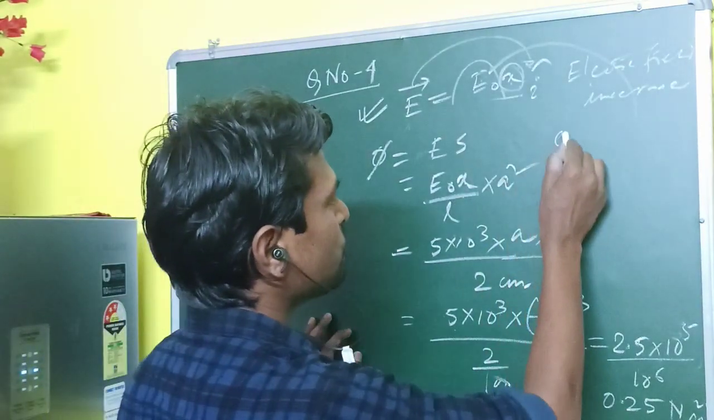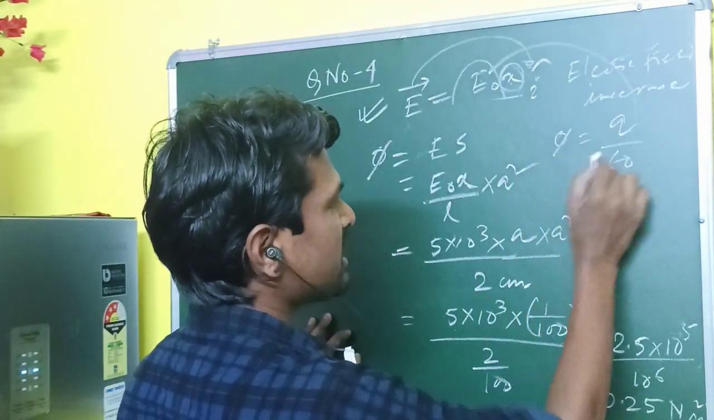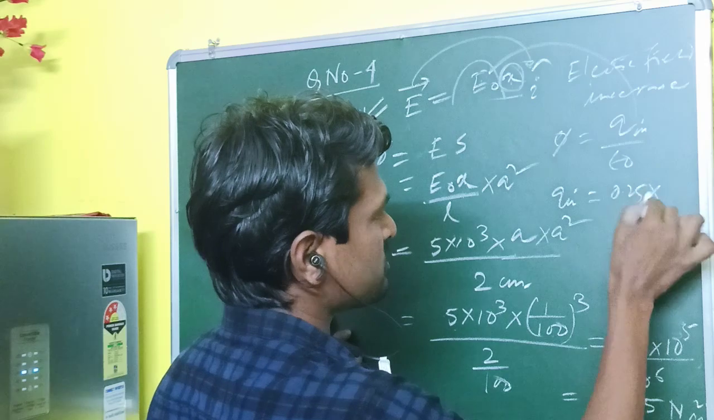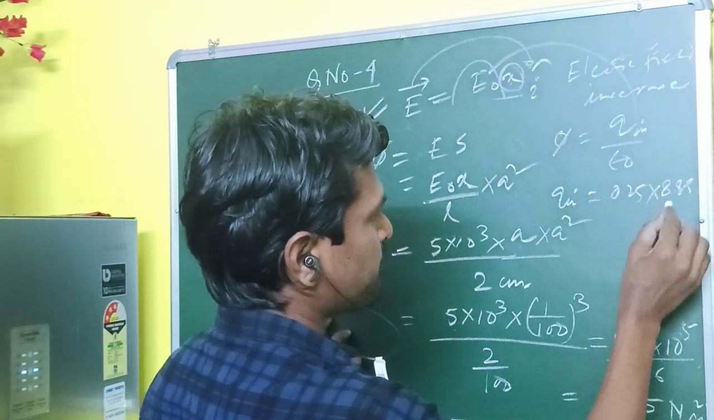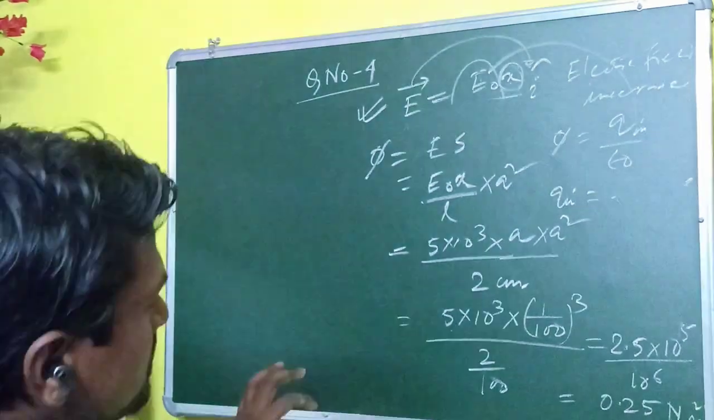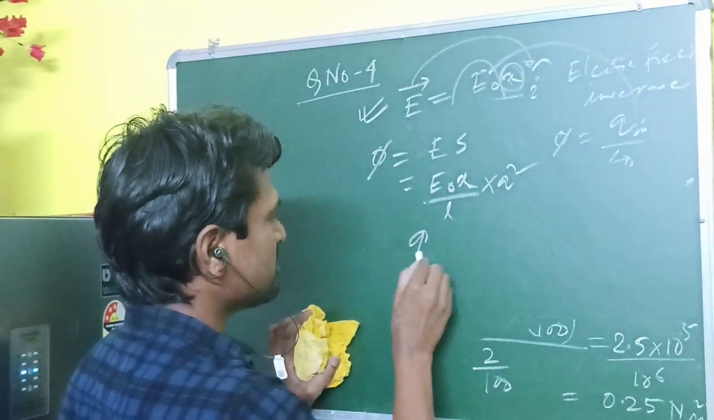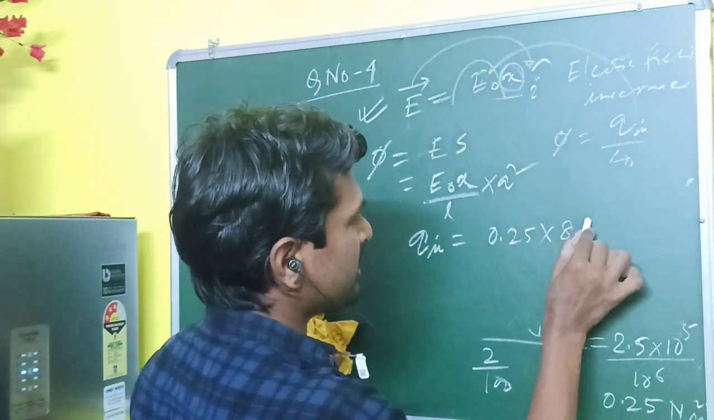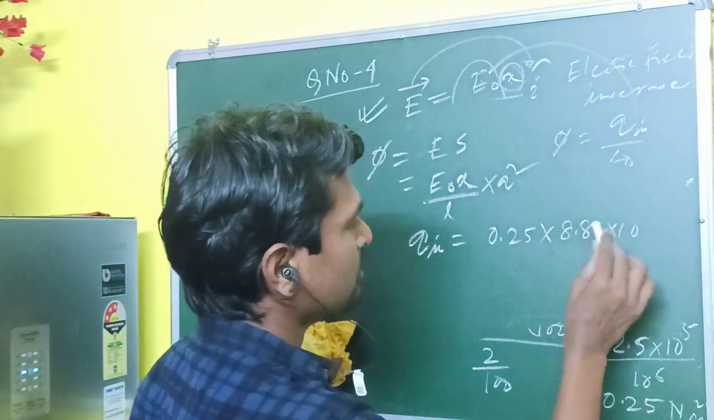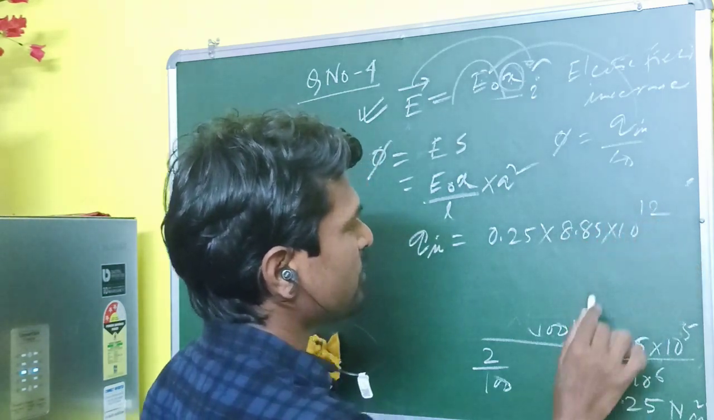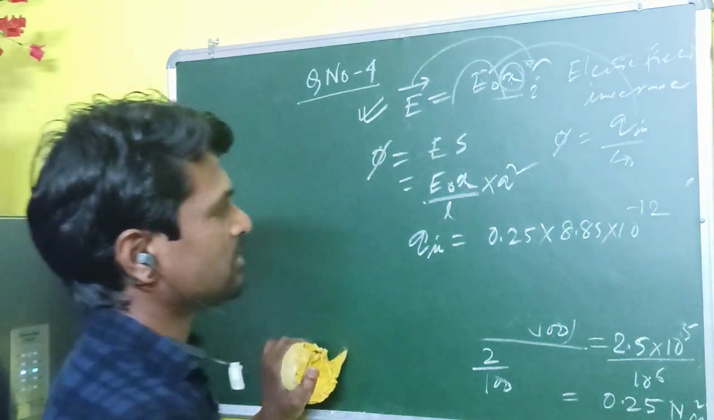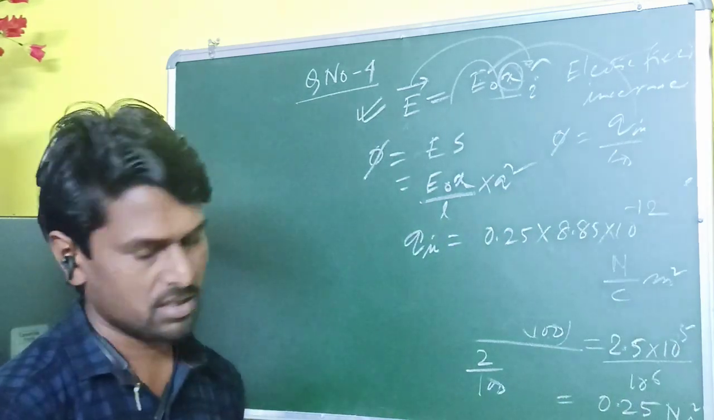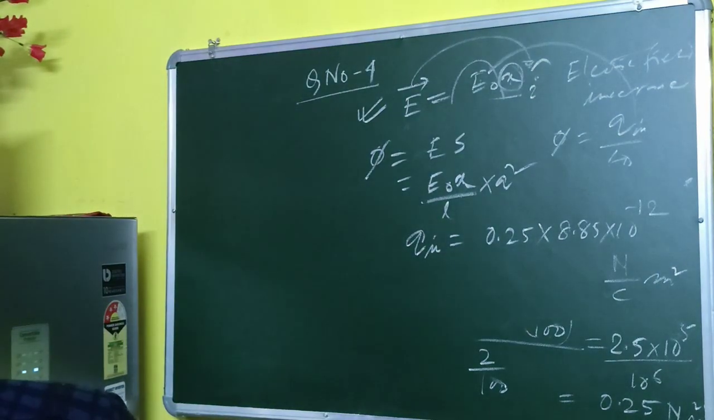So phi equal to Q inside by epsilon naught. So Q inside equal to phi into epsilon naught, that is 0.25 into 8.85 into 10 to the power minus 12. This is Newton by Coulomb into meter square. So this is the answer, and you can generalize this one.